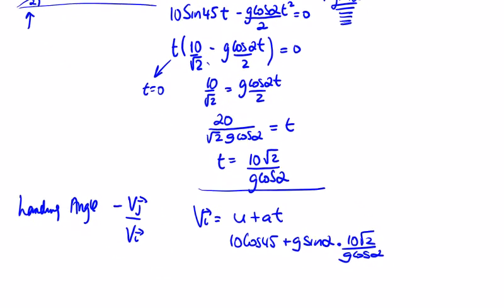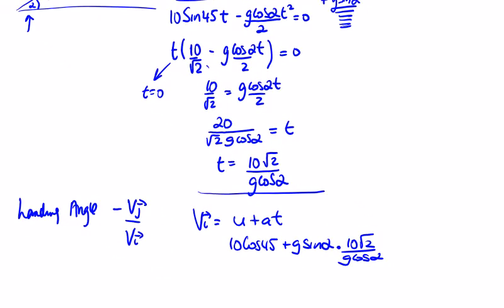So we can see a tan coming in here. We're going to get 10 cos 45, which is 10 over root 2, and 10 divided by root 2 is 5 root 2. So 5 root 2 plus, you can see here, sine and cos is going to give me tan. The g's cancel, so we're left with 10 root 2 tan alpha.